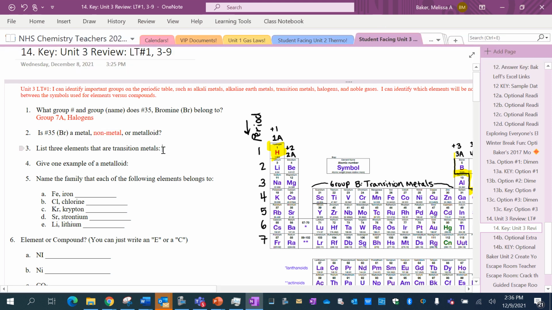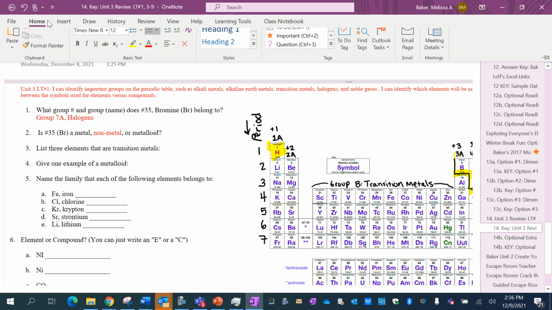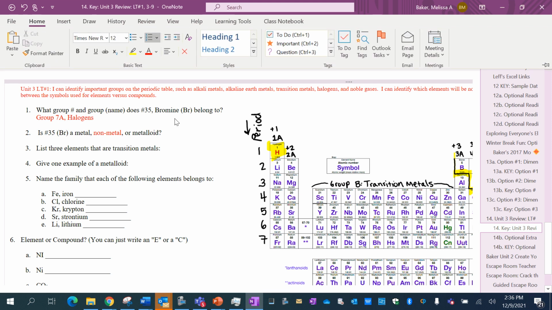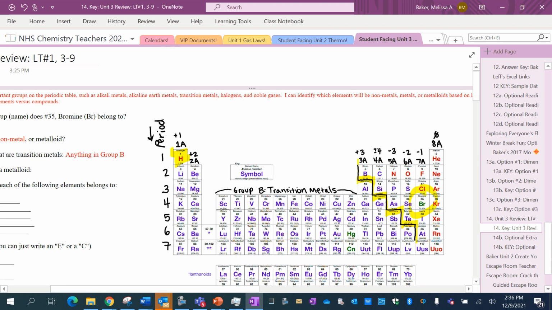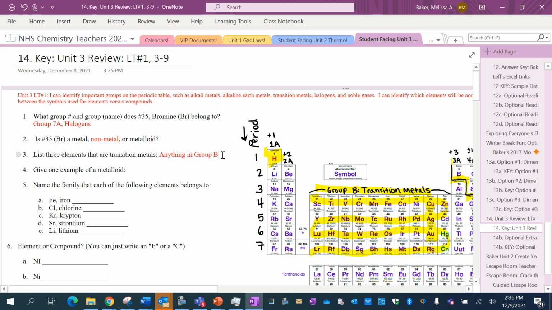List any 3 elements that are transition metals. I could list anything in group B. And I'll highlight group B. So group B is right here. So it's all of these. So for example, I could be fun and choose some valuable metals like copper, silver, and gold. Example, Cu, Ag, Au.